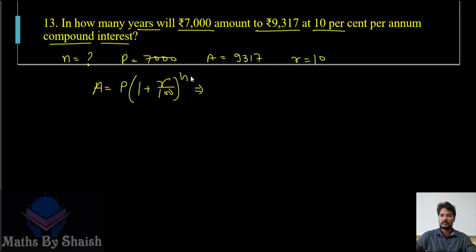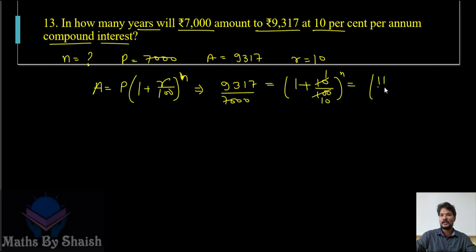So we are going to use some mathematical operations to find the N, and the best way is first of all to substitute the values, and we can take this P common in the denominator. It becomes 9317 over 7,000 equals 1 plus 10 over 100 to the power N, and this can be cancelled, and you will get this as 11 over 10 to the power N. So our task is to make this as the power of 10, so that we can get something in the numerator as a power of 11 as well. So we should start from the denominator.